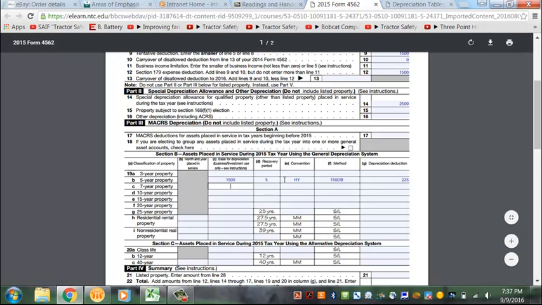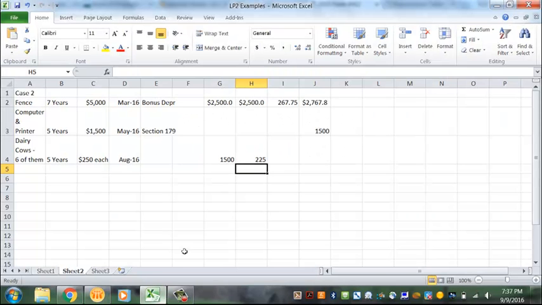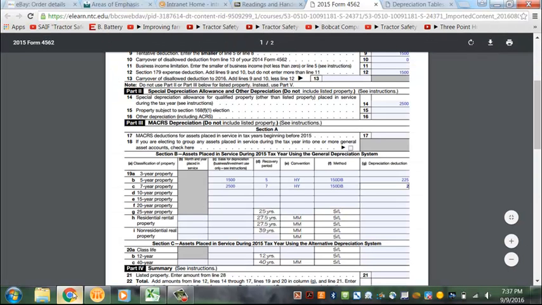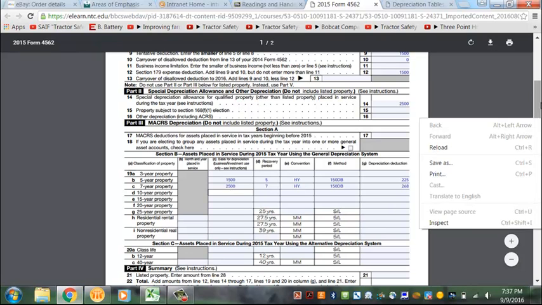Then we have to account for the remainder of the fence that we are calculating for normal depreciation. So remember, it's a 7-year asset. Our basis for depreciation is only the remaining $2,500 that we have not taken bonus depreciation on. So $2,500, recovery period of 7 years, convention is half year, method is 150 DB, and the remaining depreciation deduction we have is $267.75. So $268 because we round. That accounts for all of the amounts, but we still need to total everything.